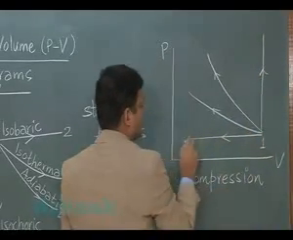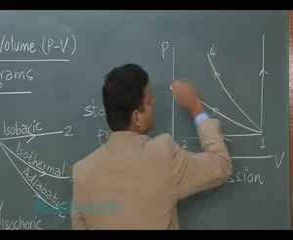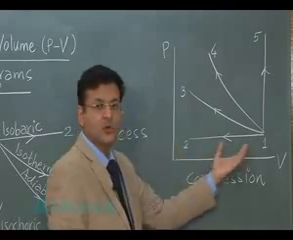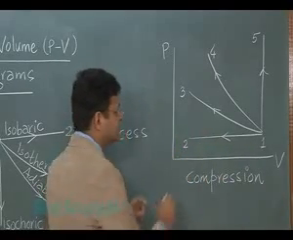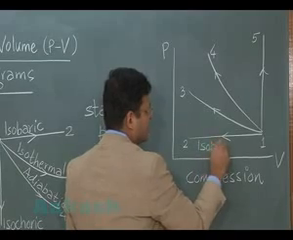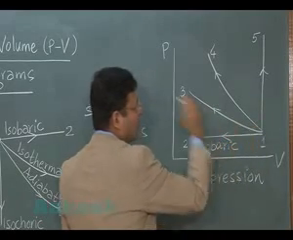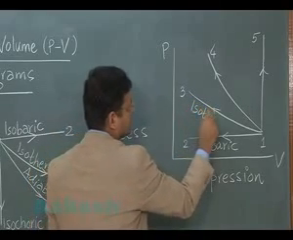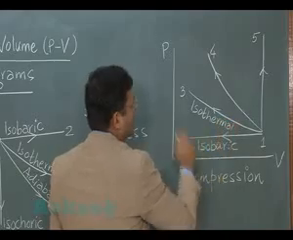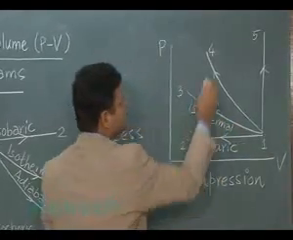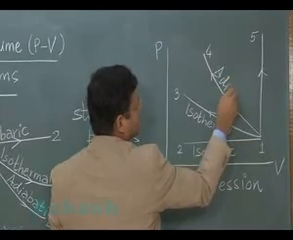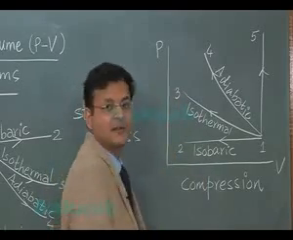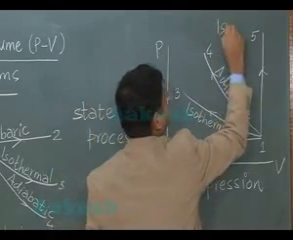You understand? This will be 1 to 2, this will be 1 to 3, this will be 1 to 4, and this will be 1 to 5. So here you can again correlate. 1 to 2 will be isobaric. This is isobaric process in which pressure is remaining constant. 1 to 3 will be isothermal process. 1 to 4 is adiabatic process. And 1 to 5 which you have, that is isochoric process.